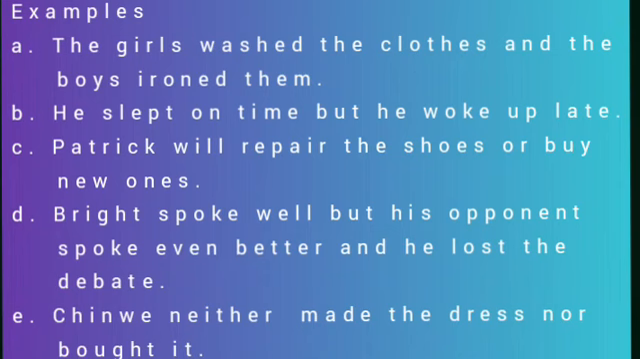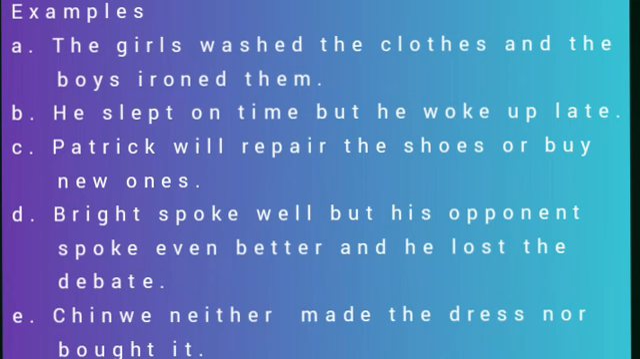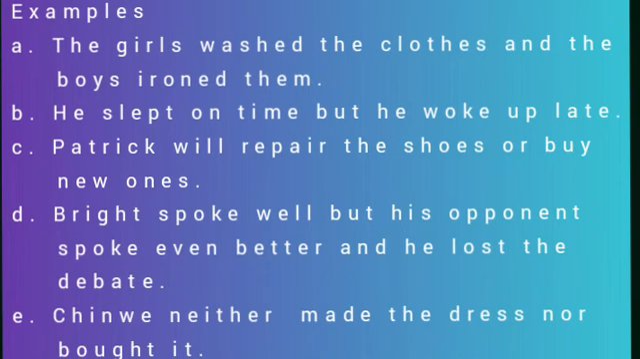Look at the following examples. The girls wash the clothes and the boys iron them. You can see in that example the use of and as the coordinating conjunction that joins the two clauses together. The first clause is the girls wash the clothes. You can see that clause can stand on its own. And the other one is the boys iron them. But in order to have them together to form a compound sentence, we now use the coordinating conjunction and to join them.